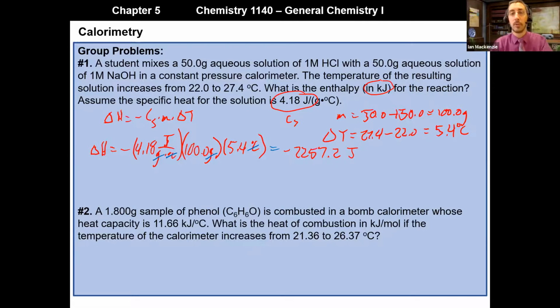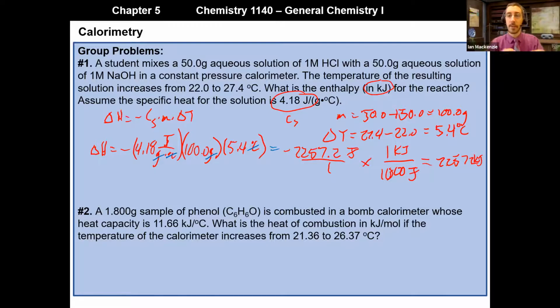Now, I'm not done yet because I've been asked for this in kilojoules, not in joules. So I can do that conversion really quickly. For every 1 kilojoule, there's 1,000 joules. So joules cancel. Simply divide this number by 1,000, and I come out with 2.2572 kilojoules.